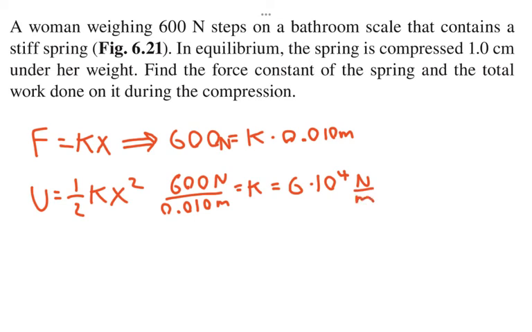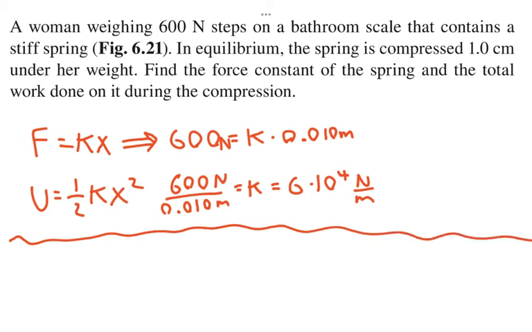What about the work done during the compression? We actually have 2 ways to solve for this. So we can solve for this using work equals force times distance, or we can use the change in potential energy. So if we use force times distance, we have work equals force times distance equals 600 newtons times 0.01 meters. And this is going to get us a value of 6 joules.